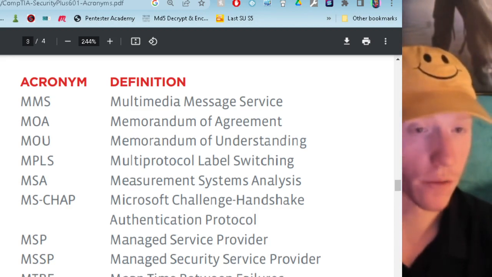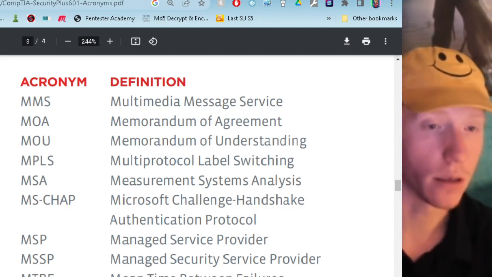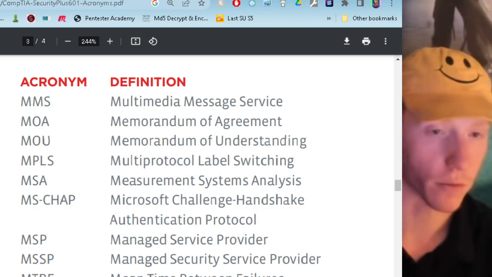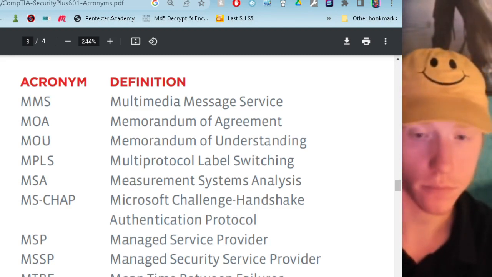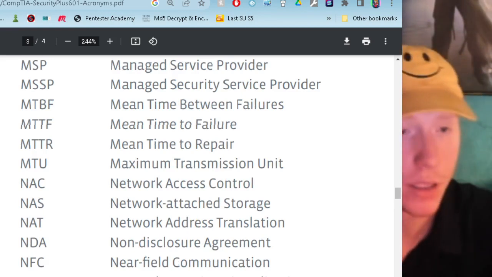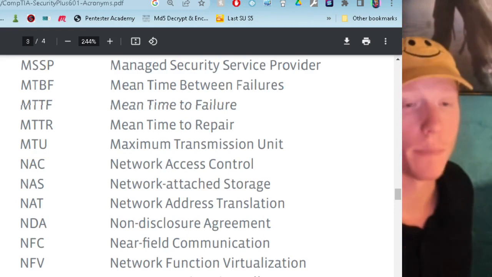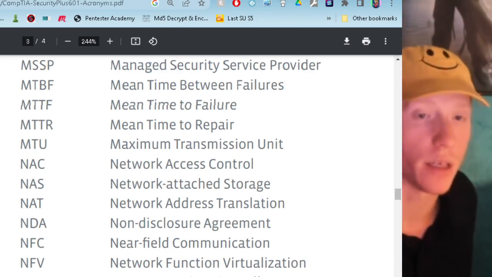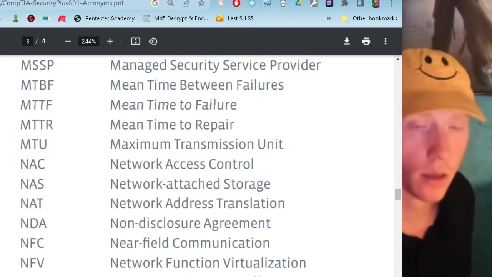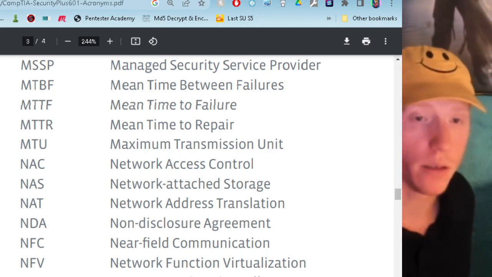The MSP is the Managed Service Provider. The MSSP is the Managed Security Service Provider. Whenever there's an extra S, it just means security. MTBF, Mean Time Between Failures. The MTTF is the Mean Time to Failure. MTTR is the Mean Time to Repair. The MTU is the Maximum Transmission Unit.